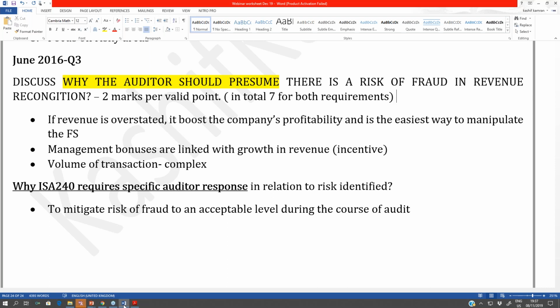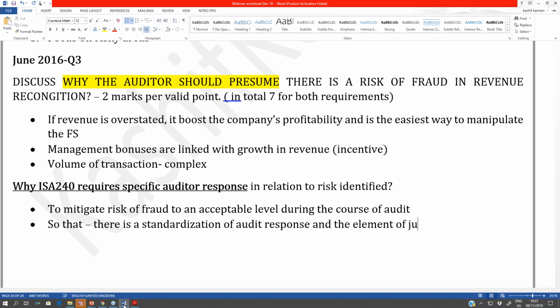So why ISA 240 requires specific responses? First, to mitigate the risk of fraud to an acceptable level. And secondly, why ISA 240 requires specific responses? So that there is a standardization of audit responses, and the element of judgment is reduced. So the ISA 240 contains the specific responses.